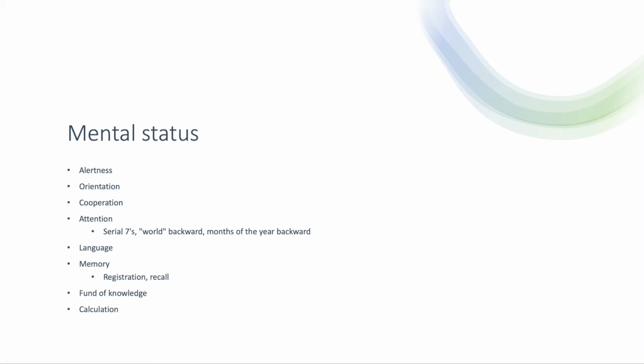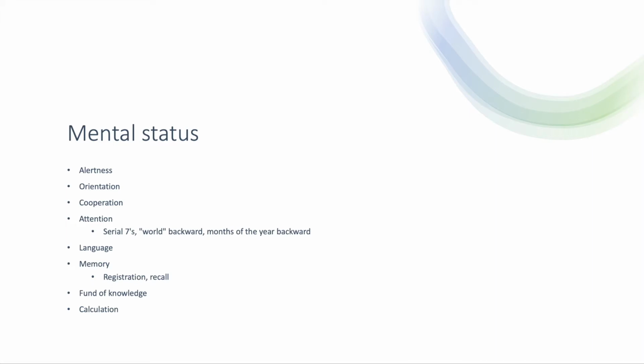The next thing I like to mention is orientation. It's important to avoid just writing in your notes or in your presentations AAO times 3, because it can be very vague. What I like to do is mention exactly what you asked and what the patient told you. So you could say, patient able to state their name. You also like to ask them if they know where they are. You can go further and say, do you know what department you're in, or what floor or building you're in? And then you can ask them things like the date, the time, and the day of the week.